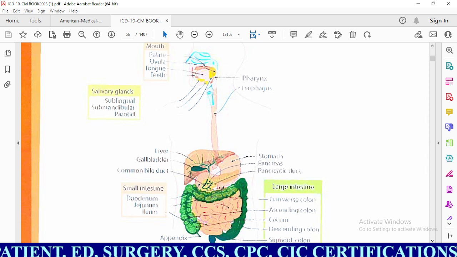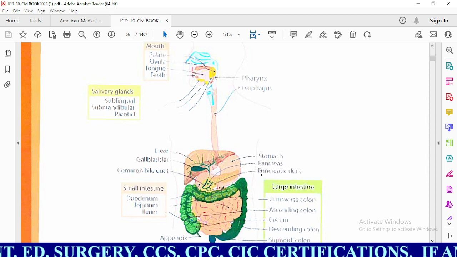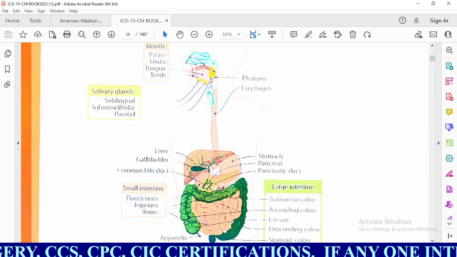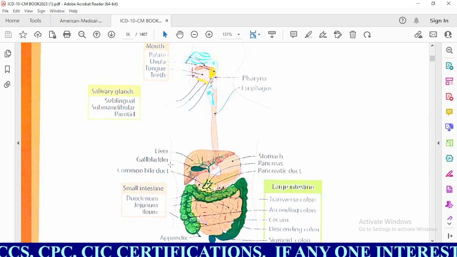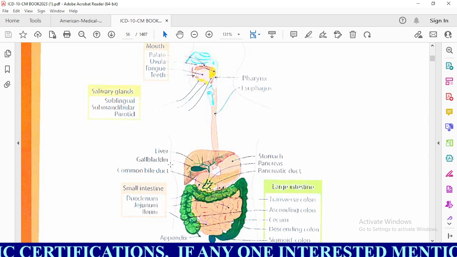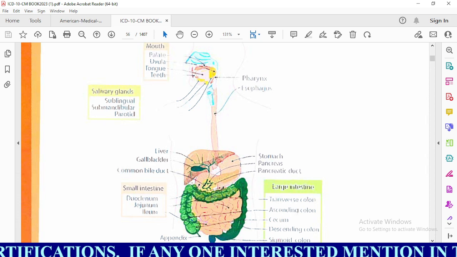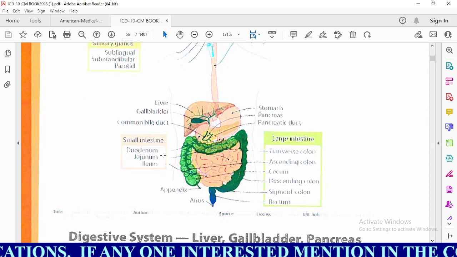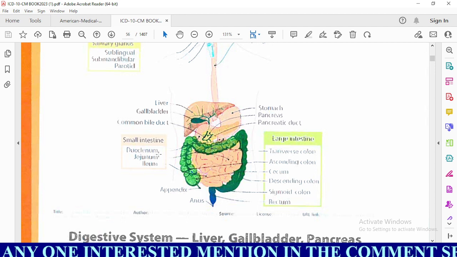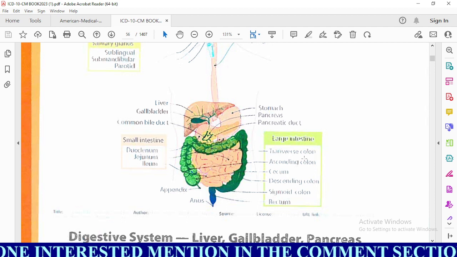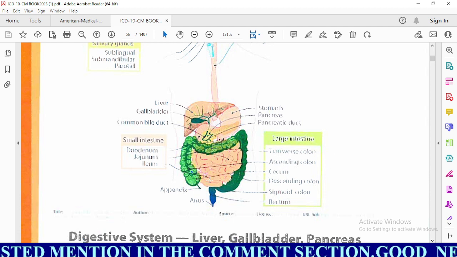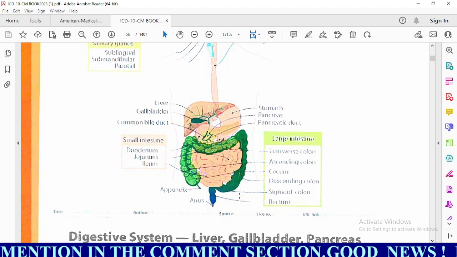For example, here we have the stomach, pancreas, and pancreatic duct. Here we have the liver, gallbladder, and common bile duct. The most common procedure in the SDS setting is gallbladder removal, which we usually call cholecystectomy. We also need to know that we have the small intestine and large intestine. The small intestine has duodenum, jejunum, and ileum. The large intestine has transverse colon, ascending colon, cecum, descending colon, sigmoid colon, and rectum.